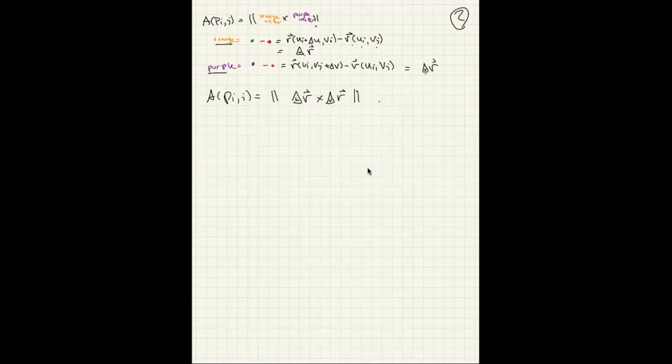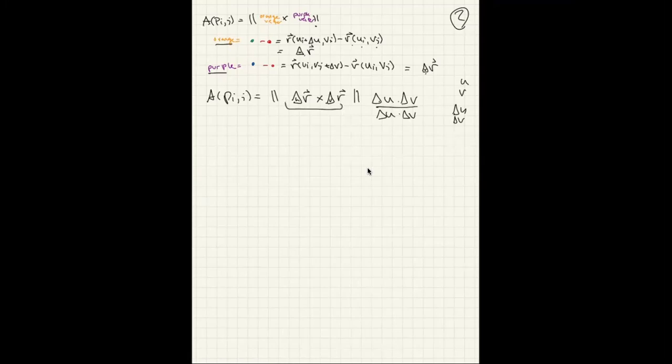I don't have one parameter value. So I'm going to multiply by delta u and delta v and divide by delta u, delta v. I just want to remind you that because v and u are numbers, delta u and delta v are numbers. So it makes sense that I'm dividing by them. It would not make sense to be dividing by delta r. That wouldn't have made sense.